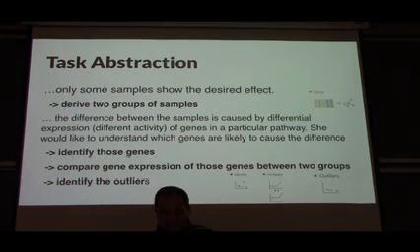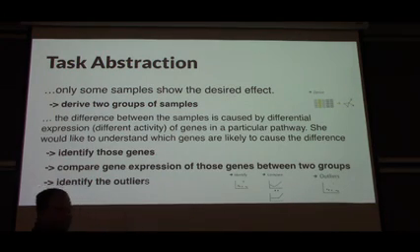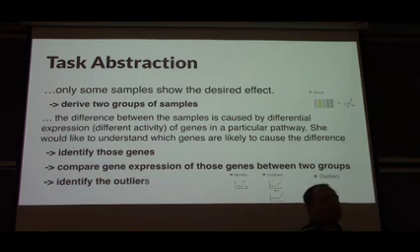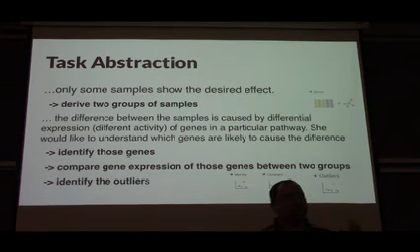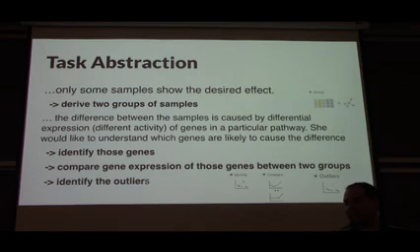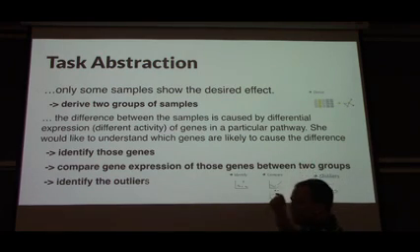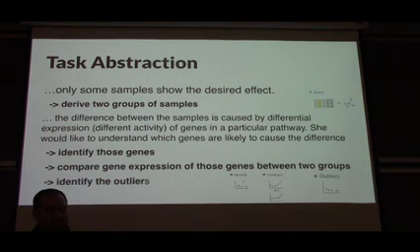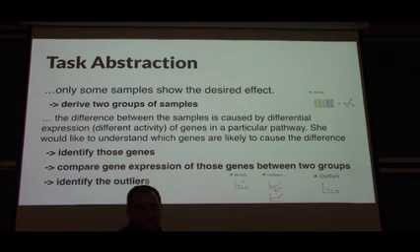So let's take a look at this. The task abstraction. So we say only some samples show the desired effect. From this we can derive a new data type which is has or has not, right? So we can split it up into two groups. So this would be the derived task, our very first task. And then we have the difference between samples caused by differential expression of genes in a particular pathway. She would like to understand which genes are likely to cause the effects, to cause the difference.